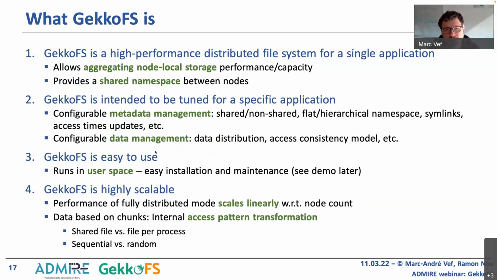So what GekkoFS is, and I want to emphasize this at the moment, is that it is a high-performance distributed file system, and it was supposed to be for a single application. And it allows you to aggregate the node local storage, both in capacity and, of course, performance. And then you have a shared namespace between all of these nodes. So basically combine all the SSDs. You have the performance of the SSDs aggregated, and you also have the capacity.